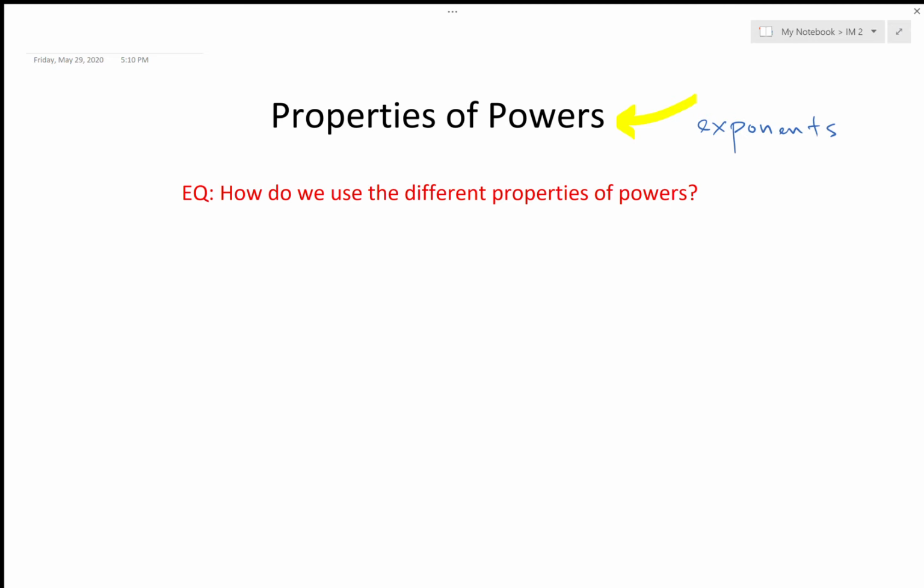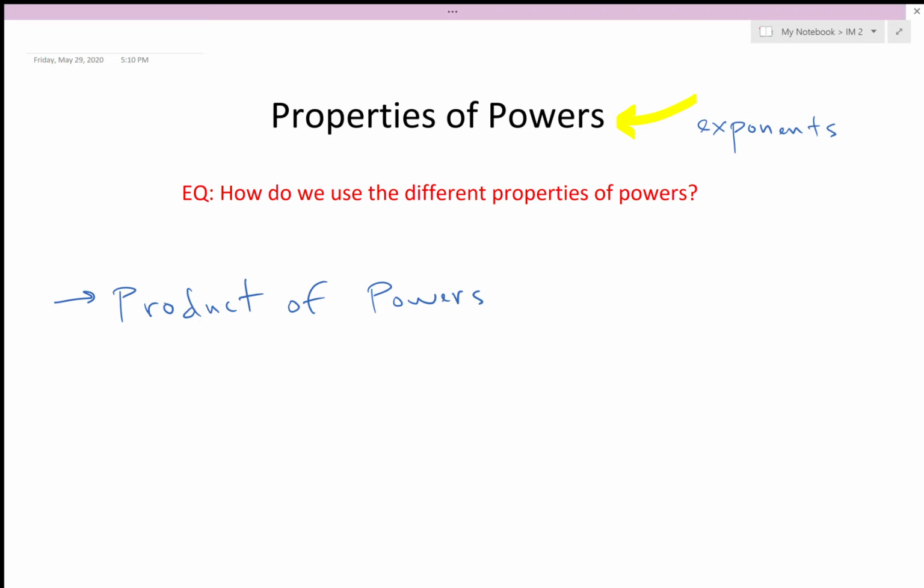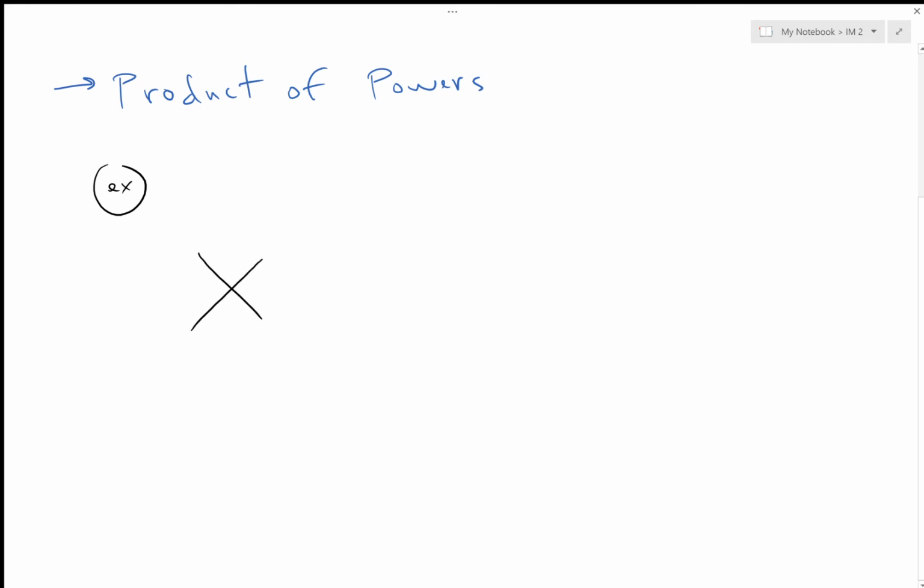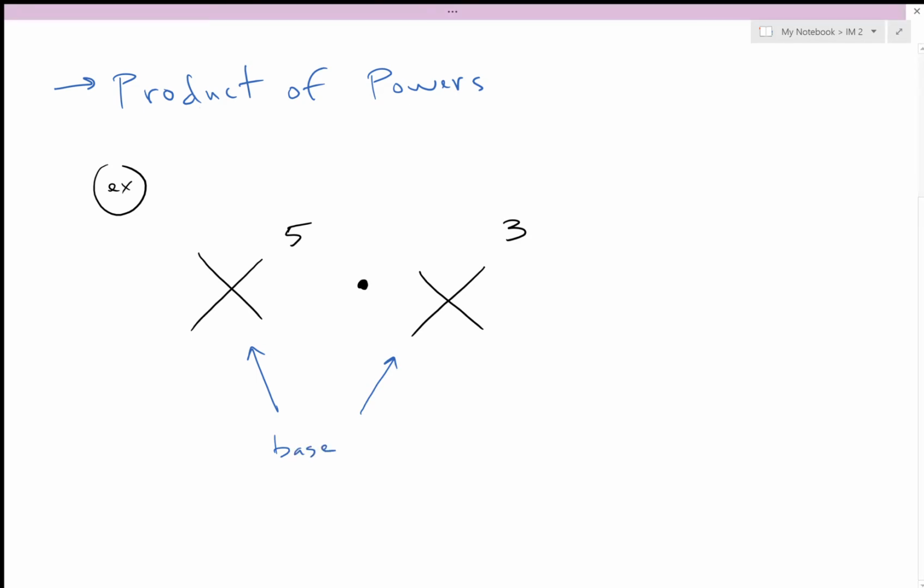The first one is called product of powers. Powers meaning exponents and product meaning the answer to a multiplication problem. So we'll start off with a simple example here. Let's say they gave us x to the 5 times x to the third. All right, so let's identify some pieces of this before we get to it. Now, the letter x, that's known as the base. The 5 and the 3 up at the top, those are the powers or the exponents.